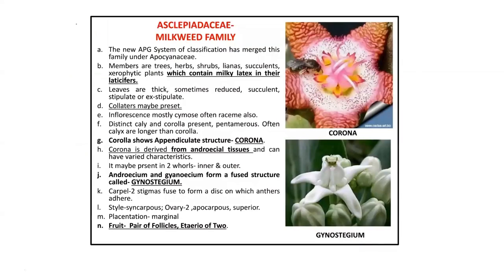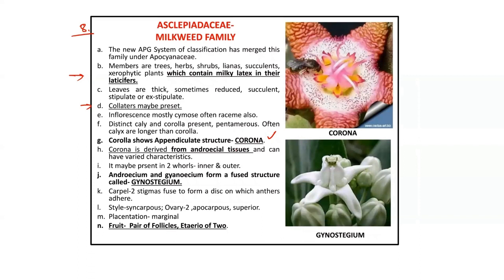Now the eighth one, this is Asclepiadaceae family or the milkweed family. You should be knowing the name. Why it is called milkweed family? Because it contains milky latex in the laticifers. So whenever you break that stem, you'll find milky latex coming out. So this is the identification feature of this family, and this is very important. And the colleters may be present in this, and the corolla shows the appendiculate structure, which is called as corona.